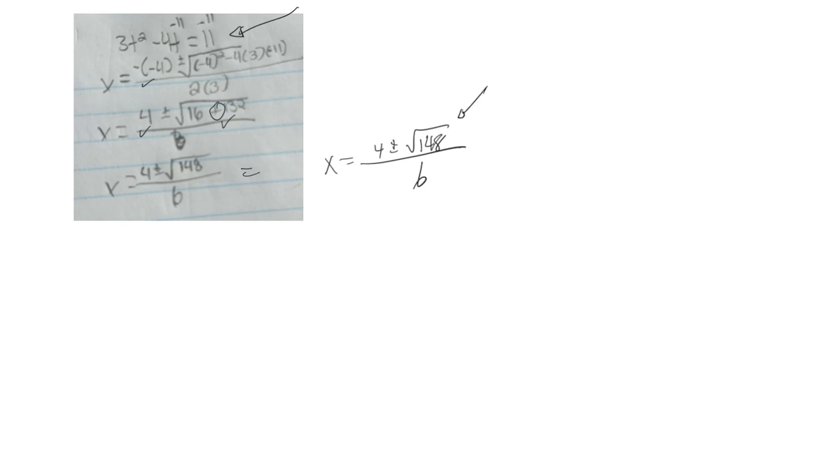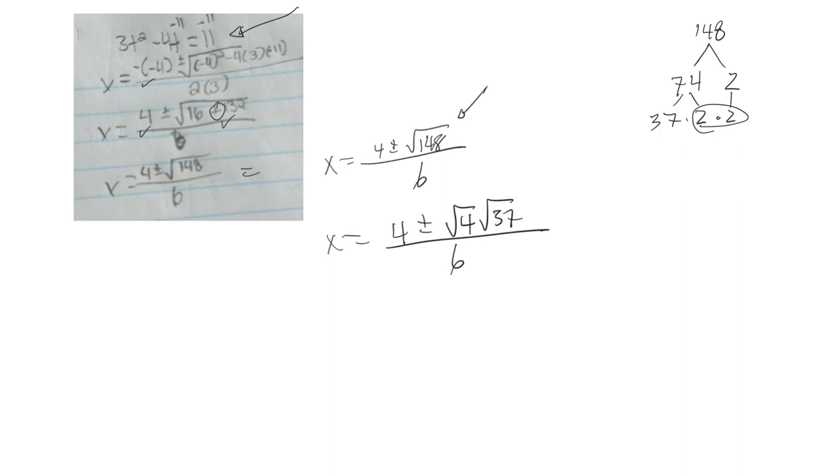So this 148, I think we might be able to break that down a little bit. Let's try that. 148 would be 74 times 2, and this would be 37 times 2. So here's two 2's. So when I simplify, I can write it as 4 plus or minus the square root of 4 times the square root of 37, all over 6. So it'll be 4 plus or minus the square root of 4, which is 2, root 37 over 6.